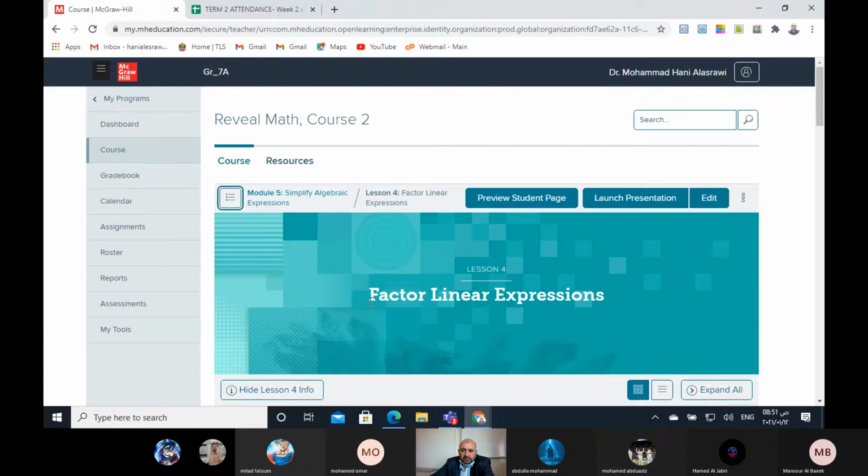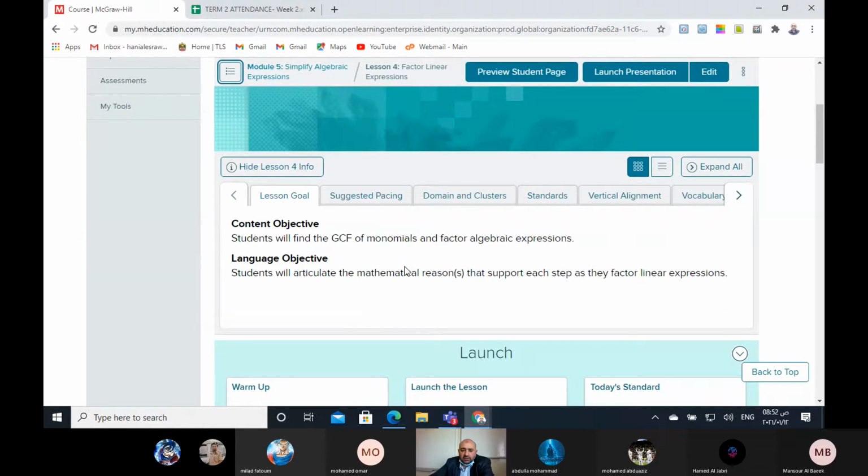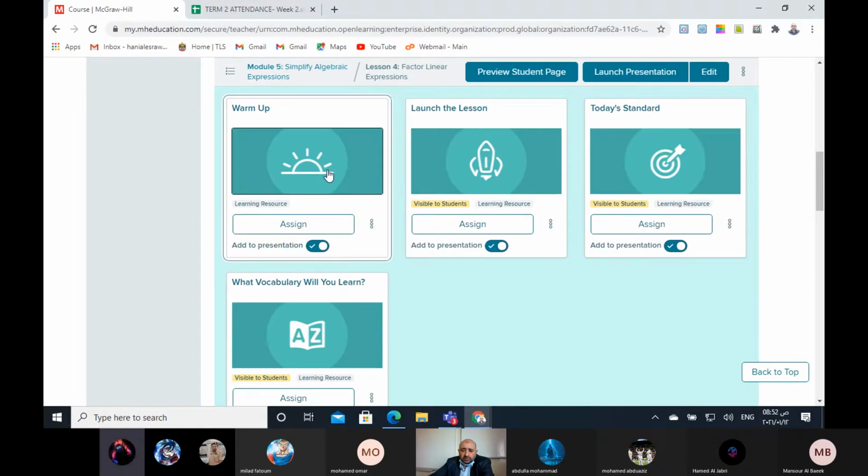Math grade 7. We are in module 5, Simplify algebraic expressions. Today we have lesson 4, Factor linear expressions. In this lesson, we want to learn how to find the GCF, greatest common factor, of monomials and factor algebraic expressions. So I want everyone to prepare your notebook.